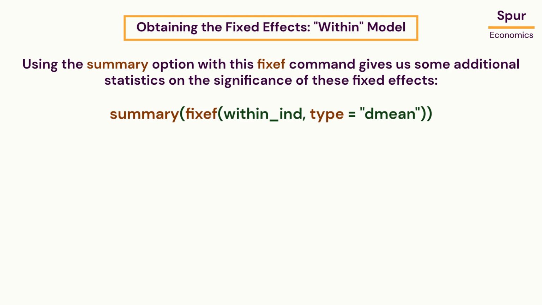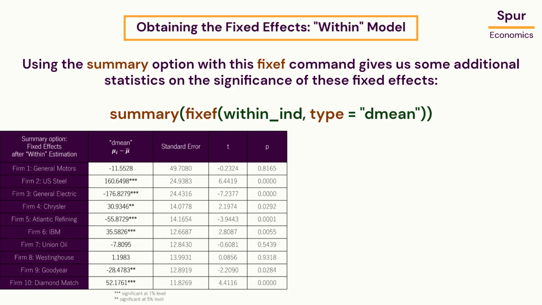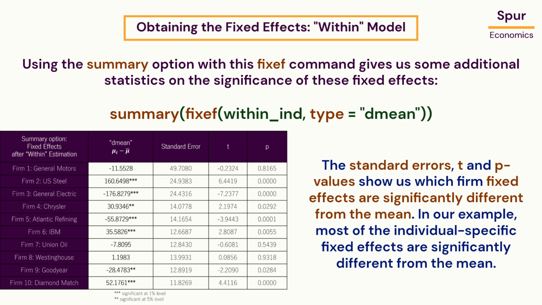Using the summary option with this fixef command gives us some additional statistics on the significance of these fixed effects. Here, we have estimated the fixed effects with the dmean option and applied the summary function. The standard errors, t and p-values show us which firm fixed effects are significantly different from the mean. In our example, most of the individual specific fixed effects are significantly different from the mean.